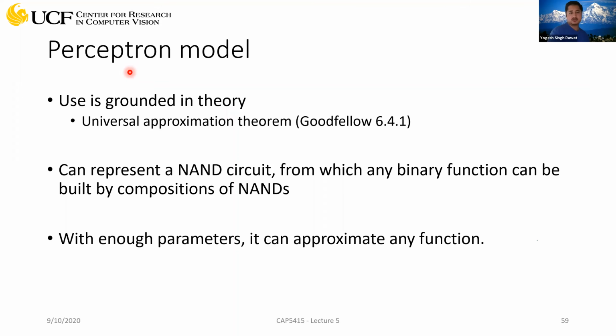Now, some properties of this perceptron model. It's well grounded in theory. You can see this theorem in the book by Ian Goodfellow, the deep learning book. A perceptron can also represent a NAND circuit, and as you all might know, using a NAND circuit you can construct any function you want. Another nice property is that if you have enough parameters, it can approximate literally any function by just using one layer of your perceptron. So this is really impressive.